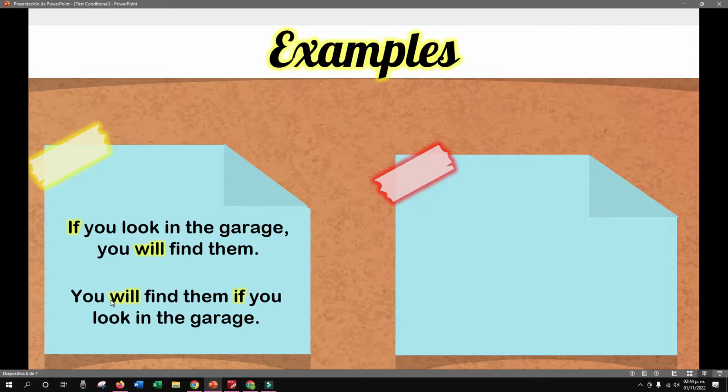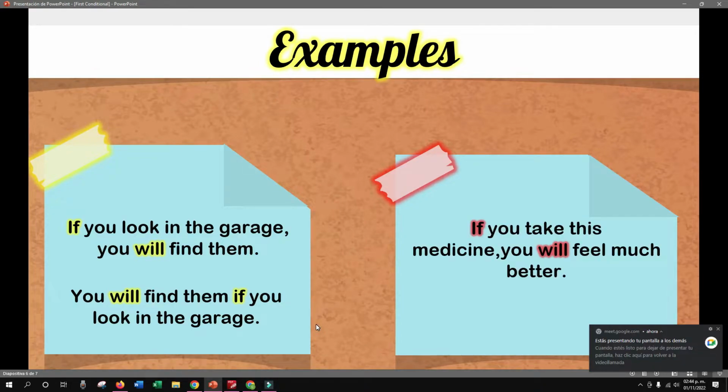Si se fijan acá, ven, primero escribimos el resultado, luego la if clause y no necesitamos coma, okay? Then, if you take this medicine, you will feel much better. First, again, right? We start with the if clause. If you take this medicine, comma, you will feel much better.